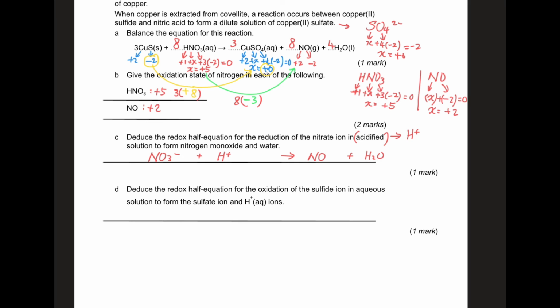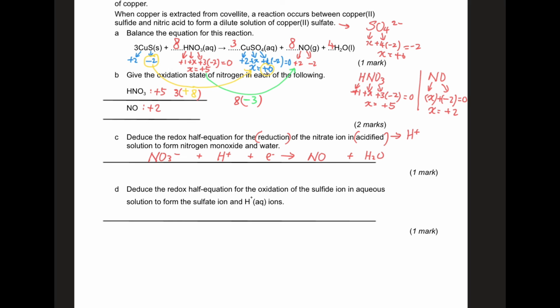And the other thing is reduction. Reduction means receive electrons. If you still remember the concept, receive electrons. So the half equation for reduction, the electron is present on the left hand side. If it is a half equation for oxidation, then the electrons are on the right hand side.